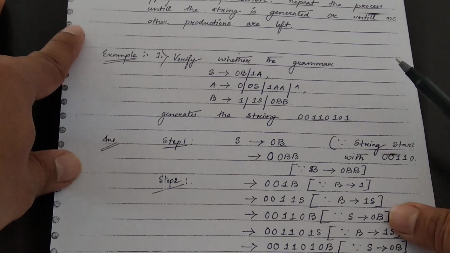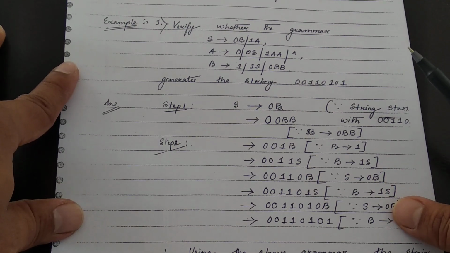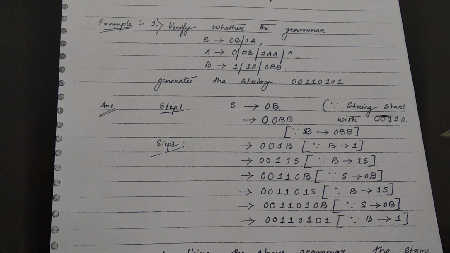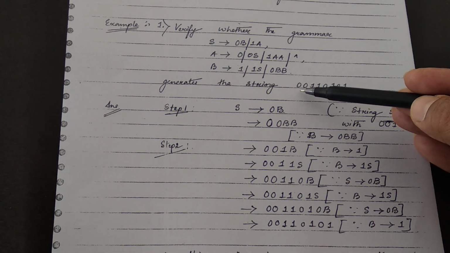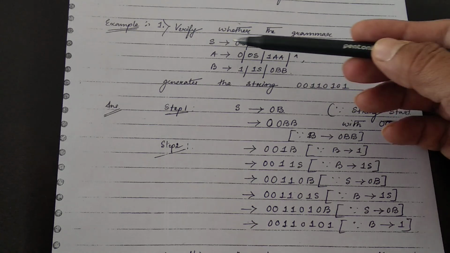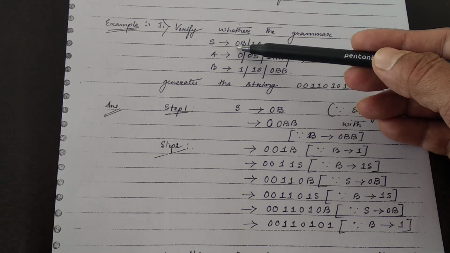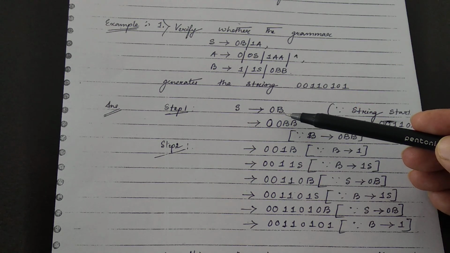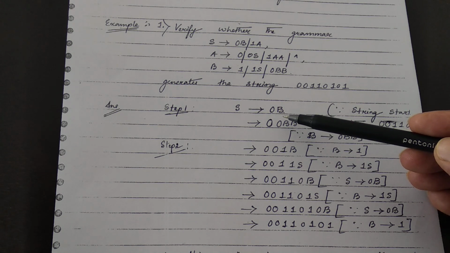Now how do we have to find out? We have to find out a pattern for this. See, the string is starting with 0. So definitely I have to go with the start production which has 0 on the right hand side. So I have taken the first production as S tends to 0B.